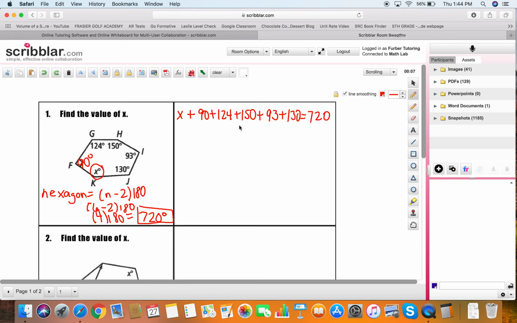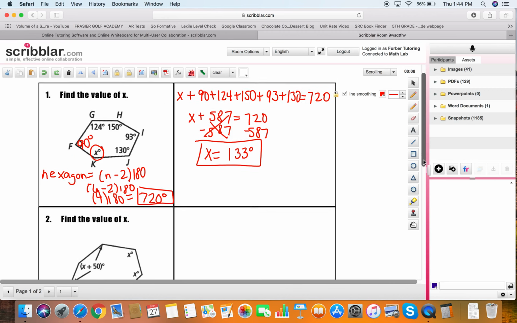And then from here, I just have to do a little bit of calculation. I can add up all of those numbers there, and that's going to give me x plus 587 equals 720. Then I just have to subtract 587 and I will have the missing angle measurement. Again, you can use a calculator if you need to. 720 minus 587 is 133 degrees. So that would be the measure of that angle right there, 133 degrees.